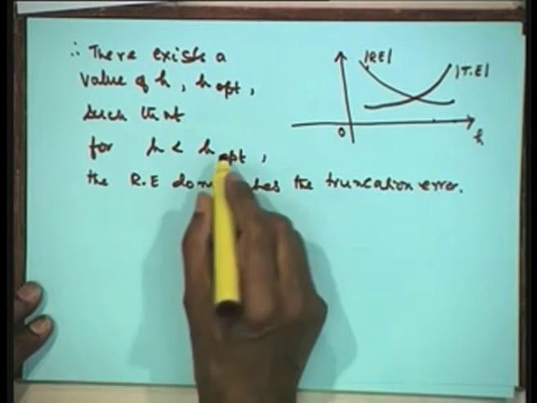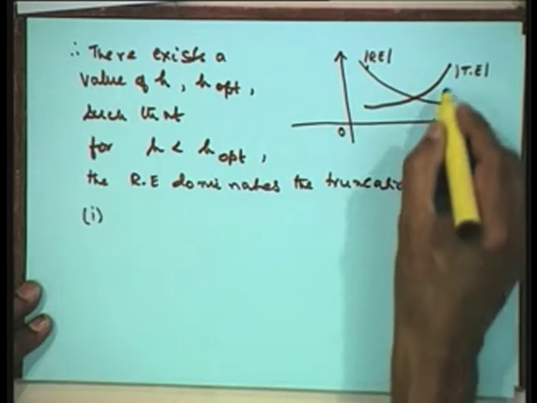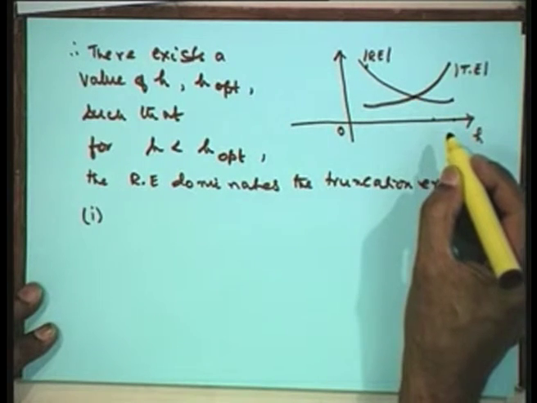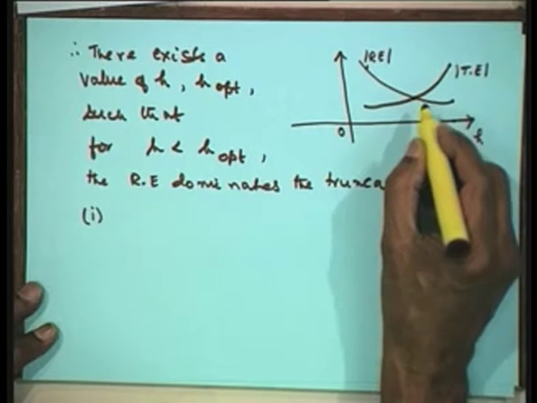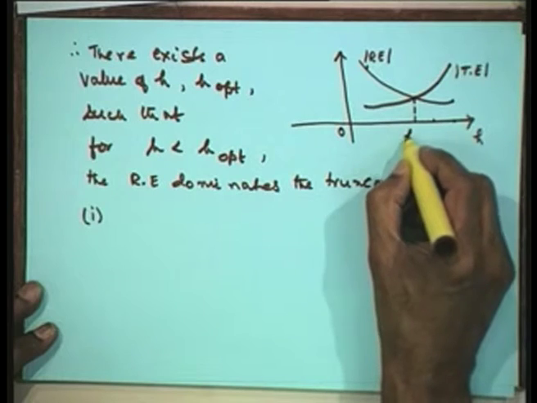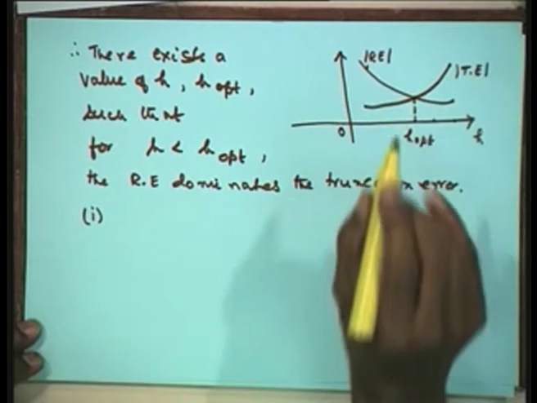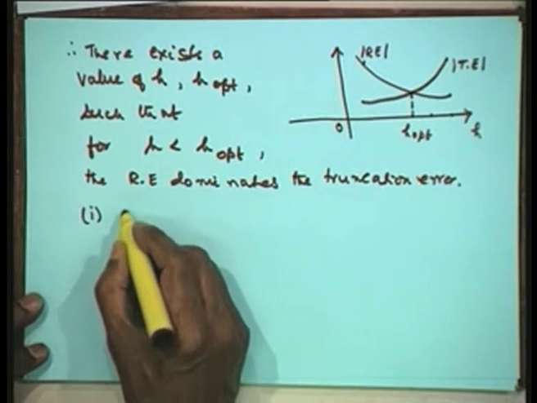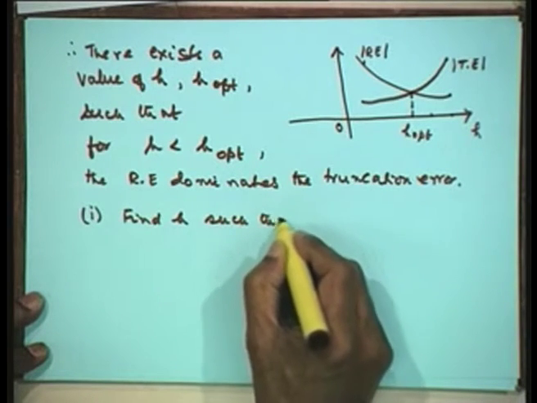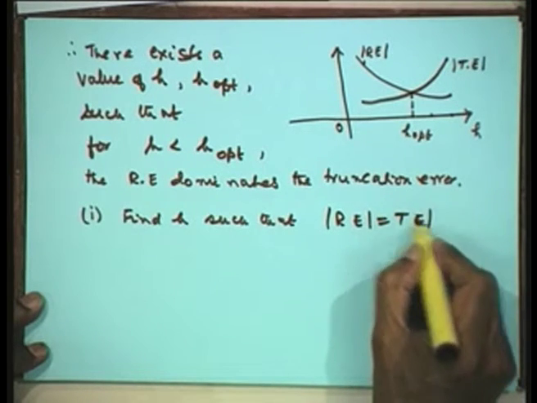Now, how do we find this h optimum? There are two ways of dealing with this problem. For example, if you look at this graph, we find that there is a point at which these two graphs cut, that is at the point where the truncation and round off error are equal. So, I can call this value an h optimal value, where the magnitude of the truncation error and round off error are equal. So, we can say find h such that magnitude of round off error is equal to magnitude of truncation error.